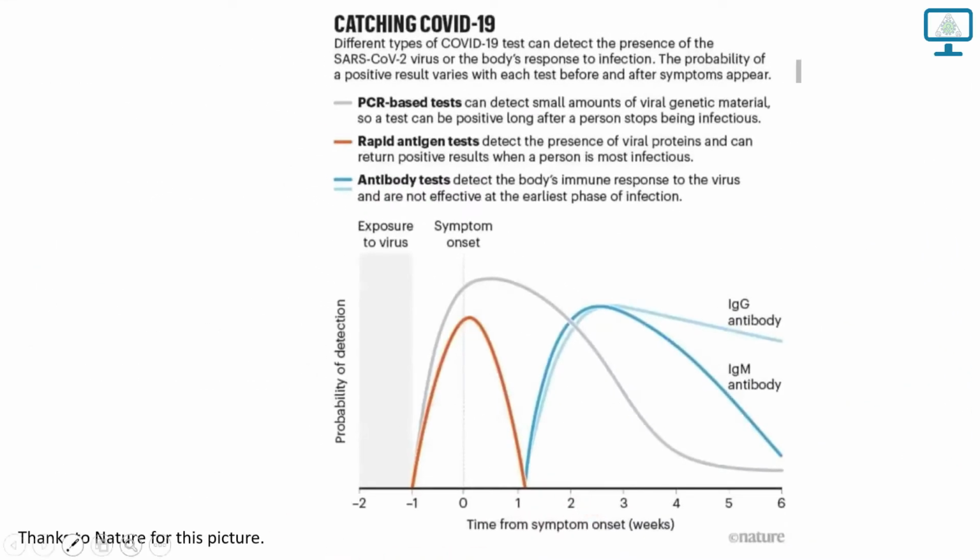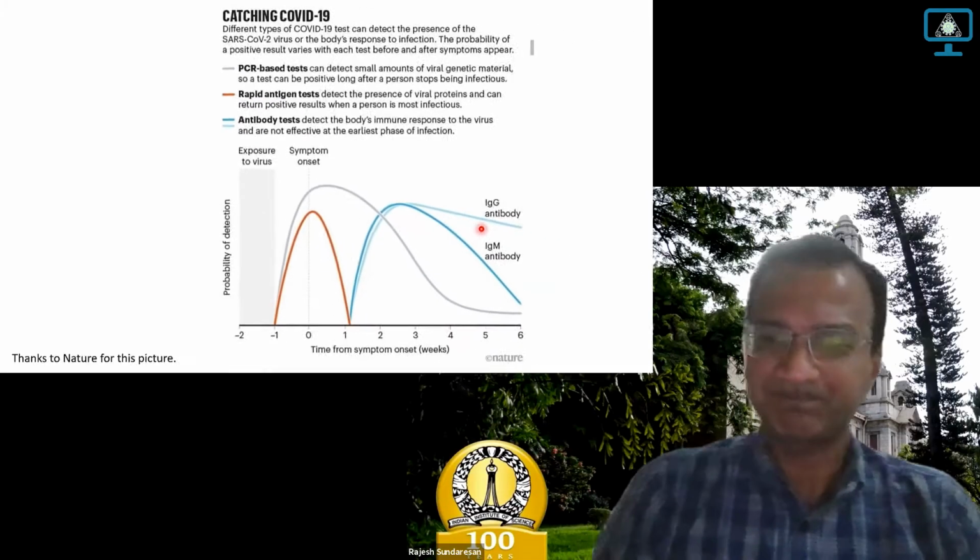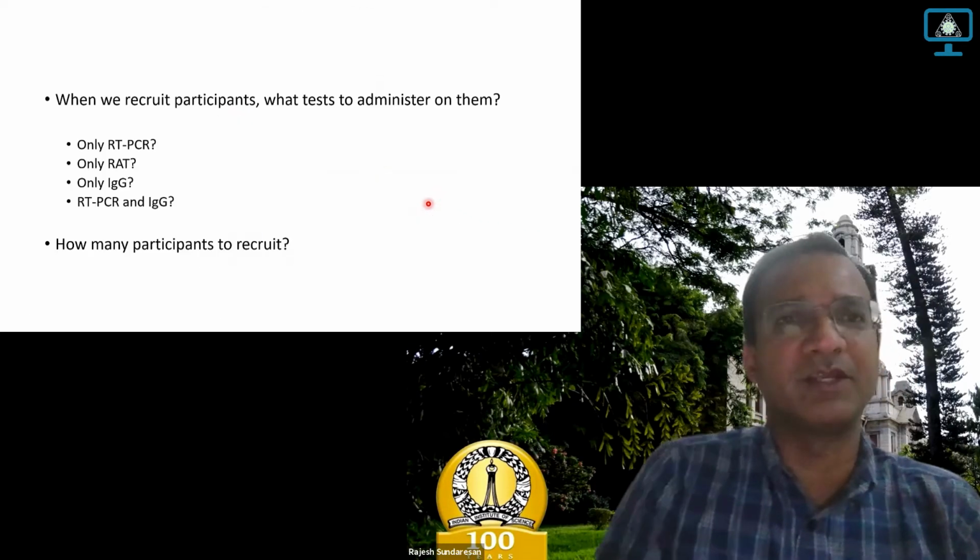So this is a picture taken from one of the papers in Nature group. So here is the PCR test that will capture viral RNA. And this can be positive for a long period of time, even after the person stops being infectious, but it captures viral RNA. There is also another test, the antigen test, which captures viral proteins when the person is most infectious. And then there are these antibody tests, and we'll focus on the IgG antibody test, which lasts for weeks, if not months. So these are three tests that could be conducted.